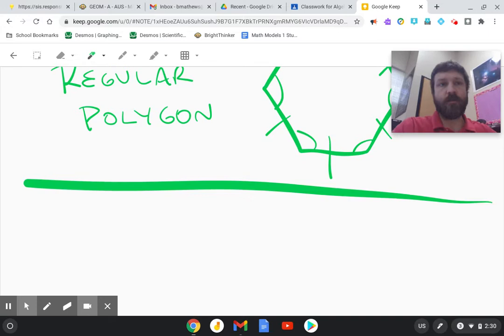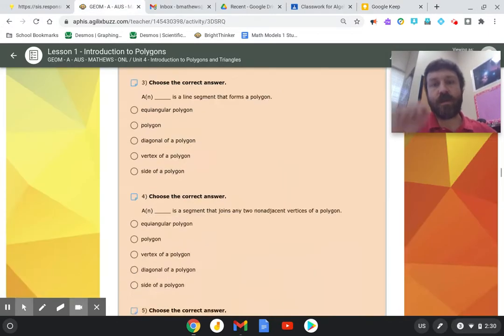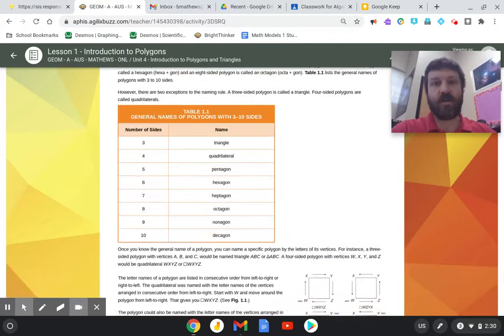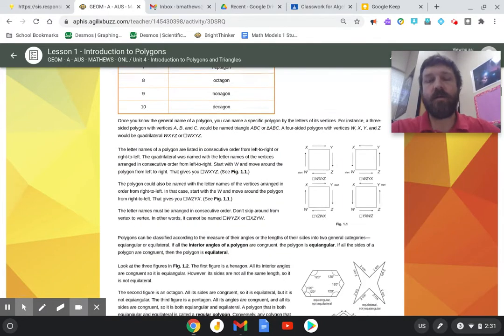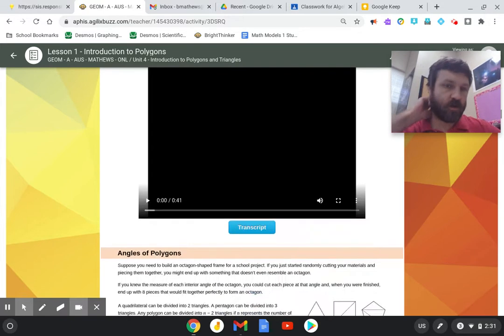One thing before we get there, I'll put this in the notes, but you need to be familiar with the names of polygons up to 10 sides. They're listed in this table 1.1. I'll add it to the notes. I'm not going to go over that. A lot of that you're going to be familiar with, but if it has 4 sides, it's a quadrilateral. If it has 8 sides, it's an octagon. So you need to know those names you see on that table right there, but I will not go into detail on that during this lecture.